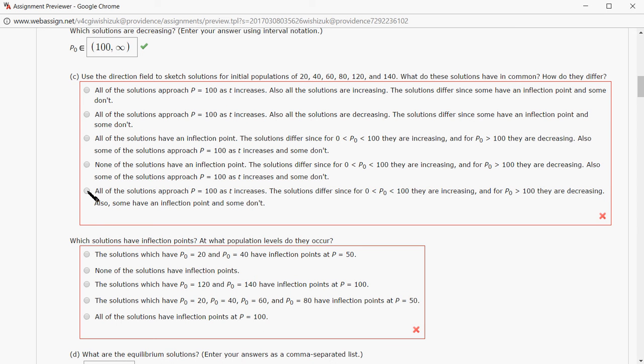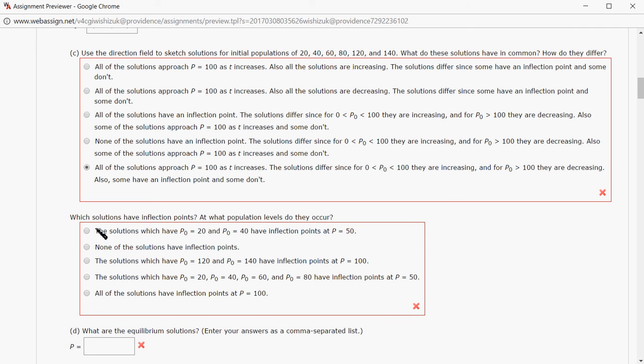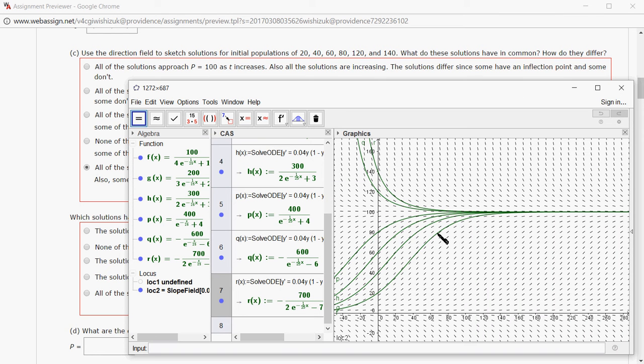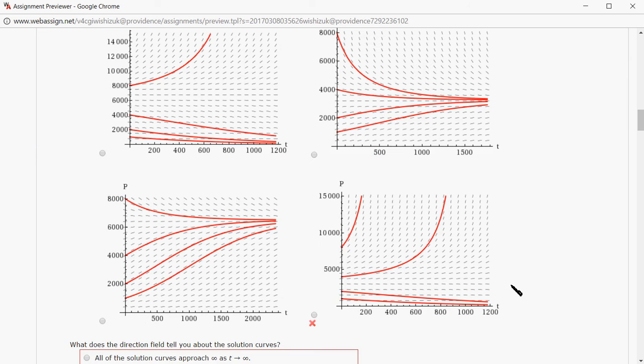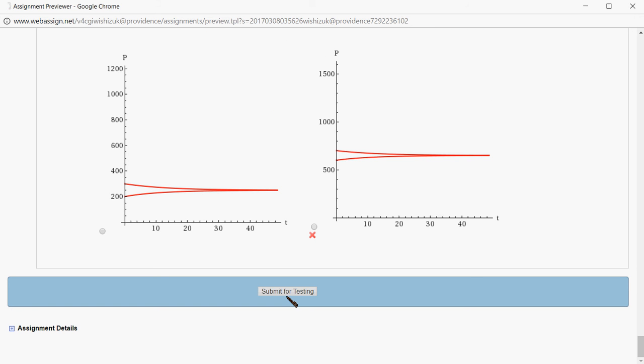So this is the choice. Which solutions have the inflection point? You can see that the inflection point seems to be here, this one has it, and this one has it, and also this one seems to have it. It's over here. So 20, 40, 60, 80. Seems like this is the solution, because all of these are less than 100. Alright, let's double check. Submit for testing.